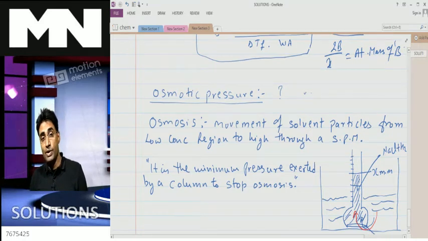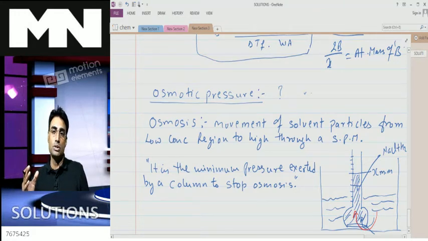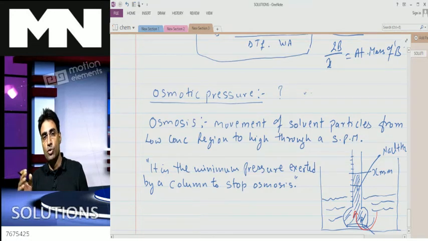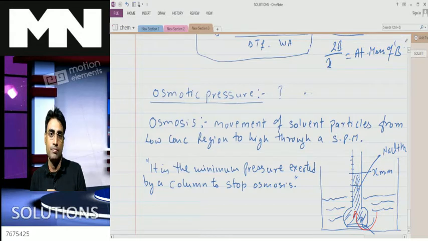For example, if I put some grains into water, they will absorb water. The water will start moving inside the grain because the skin of the grain is semi-permeable. The water molecules move inside the grains, they swell, but you never see the grains getting ruptured, because after a particular time the grains develop so much pressure inside that this pressure prevents osmosis. So it is the pressure that develops inside the column which stops osmosis.